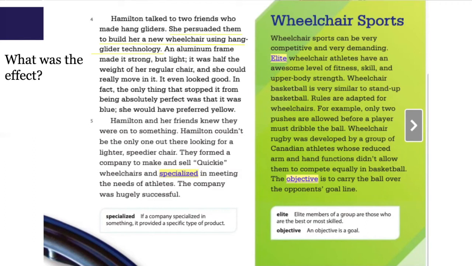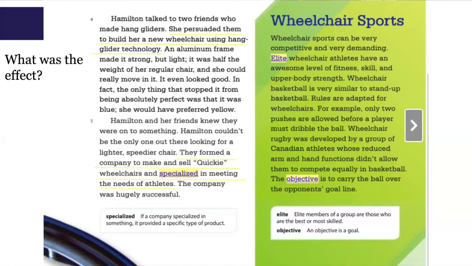Let's continue reading. Hamilton and her friends knew they were onto something. Hamilton couldn't be the only one out there looking for a lighter, speedier chair. They formed a company to make and sell Quickie wheelchairs and specialized in meeting the needs of athletes. I'm going to underline this sentence as well because it tells me how Marilyn Hamilton changed the lives of millions of people. The company was hugely successful.